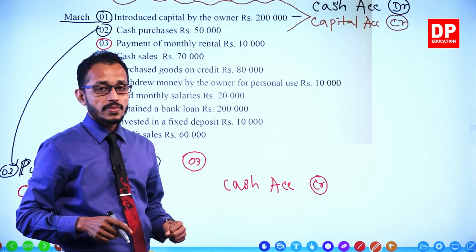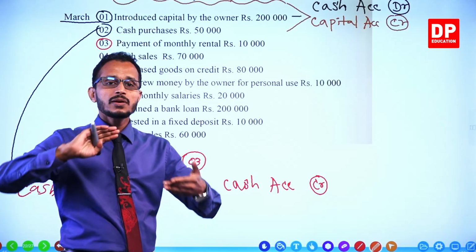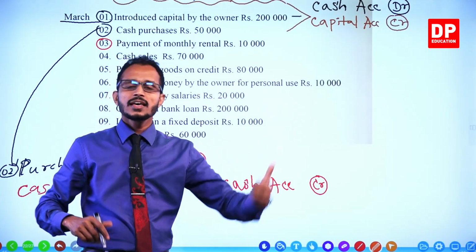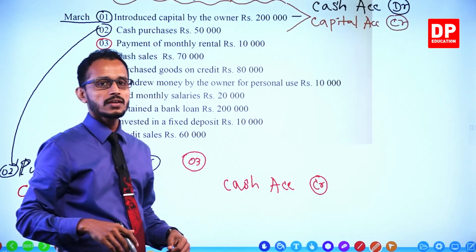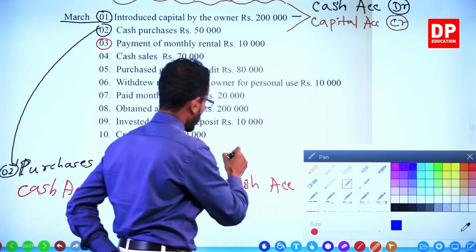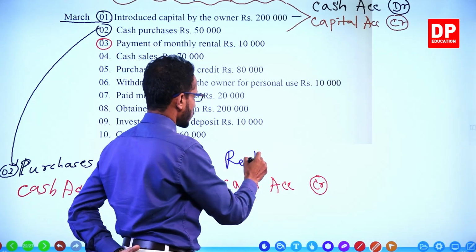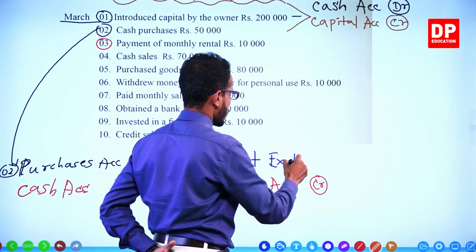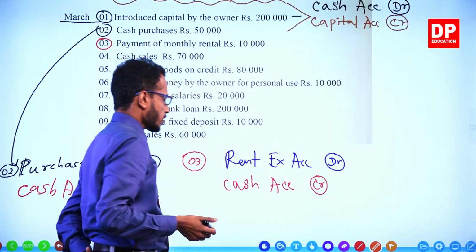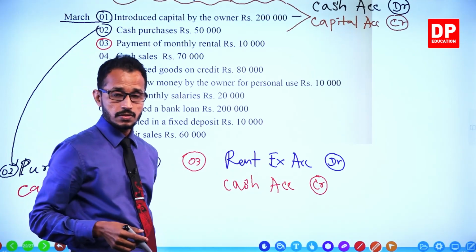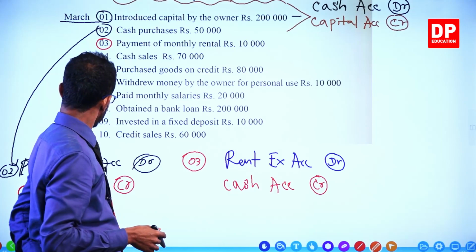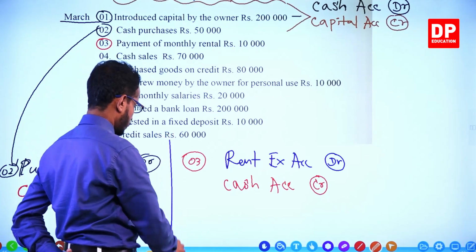And you know, expenses are on the same side as assets. Just like assets increase on the debit side, expenses increase also on the debit side. So rent expense account, debit. Was it clear? That is the third one, children.